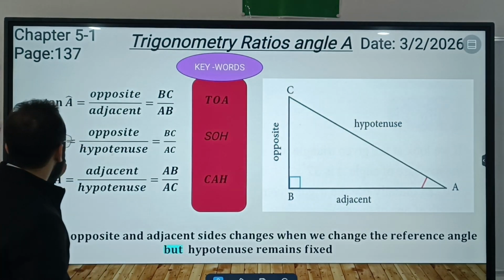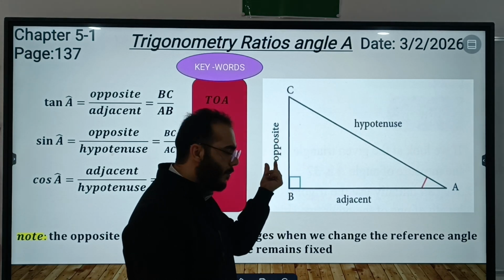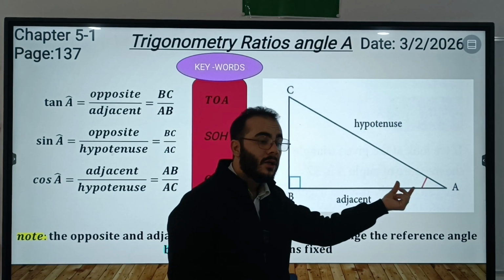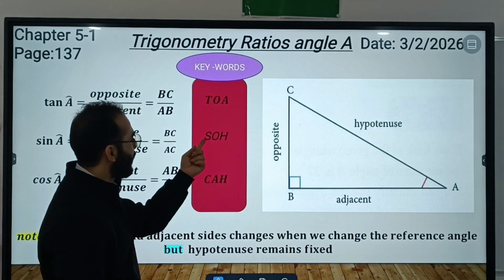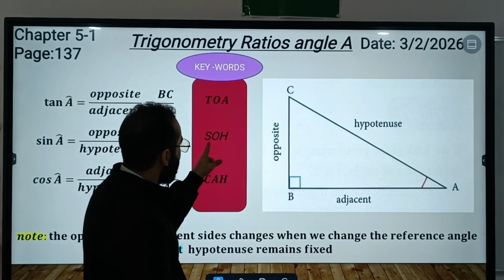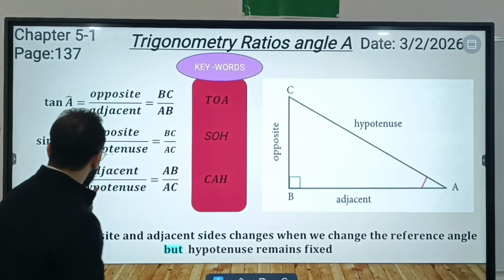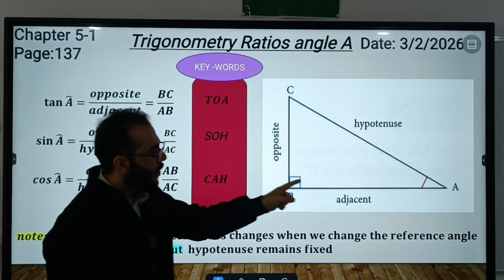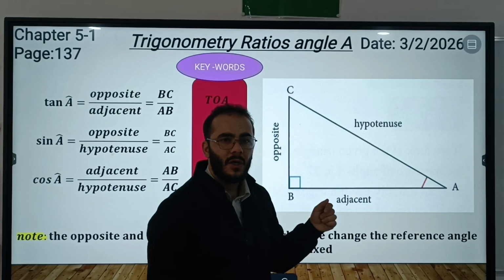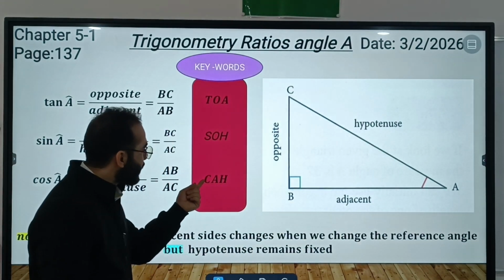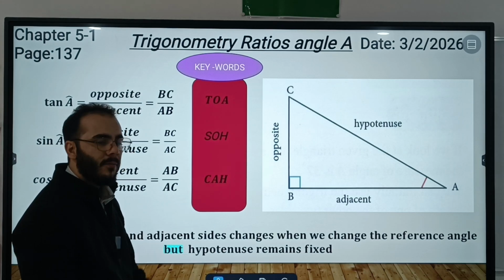The second one is sine A. For sine A, we say that it's the opposite side over the hypotenuse. Therefore, we have this code: SOH, sine equals opposite over the hypotenuse. And the last one is cosine A. Regarding angle A, cosine equals adjacent over the hypotenuse, which is CAH. C-A-H stands for cosine equals adjacent over the hypotenuse.